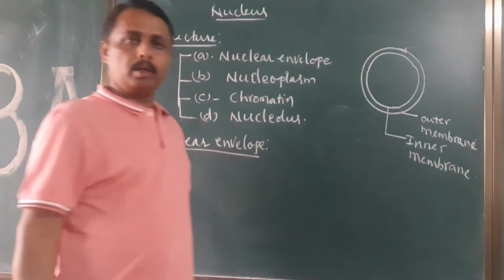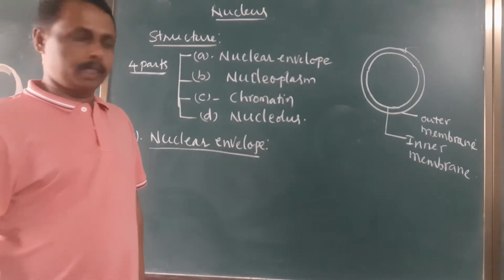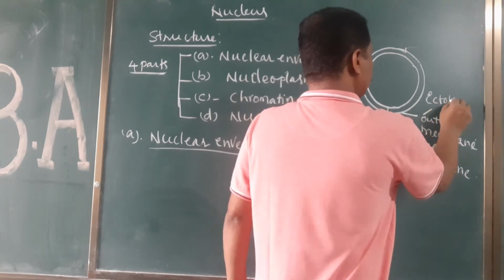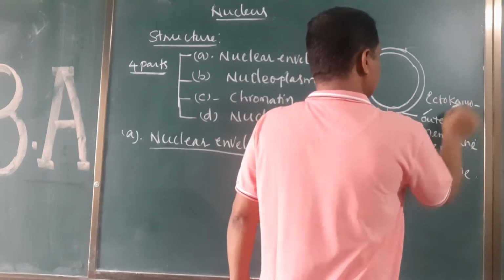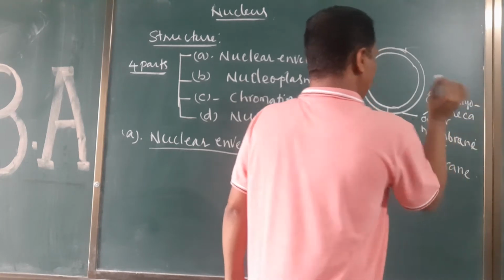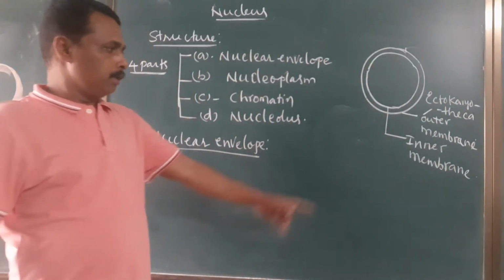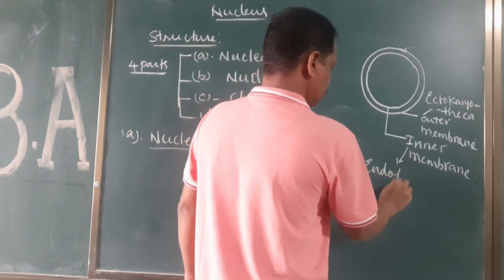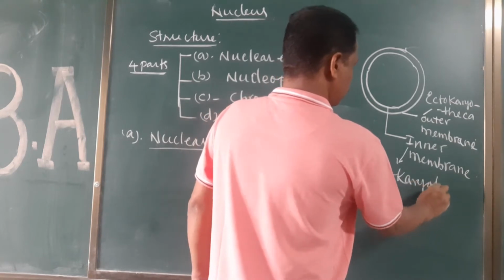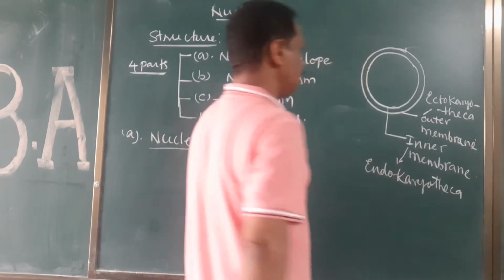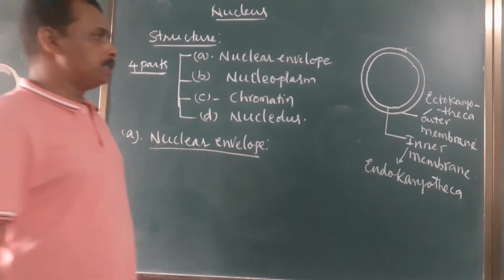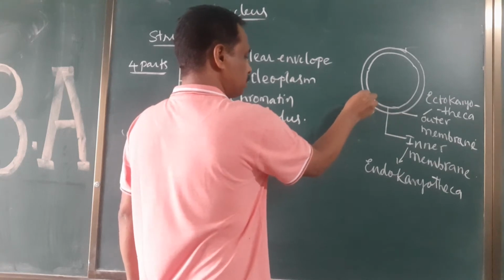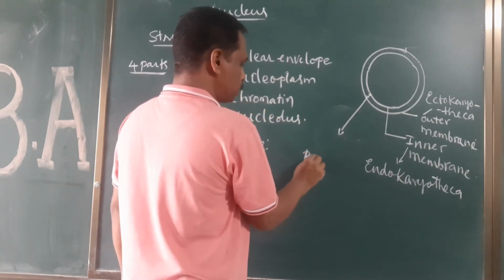Outer membrane is called ectokaryotheca. Inner membrane is called endokaryotheca. And the space between the two membranes is called peri-nuclear space.